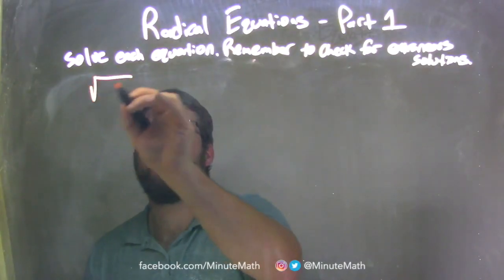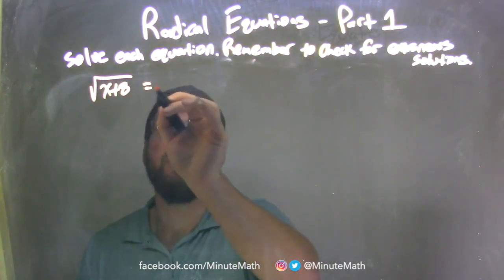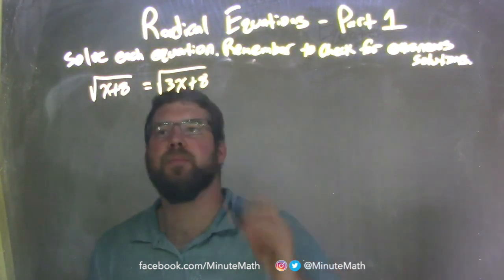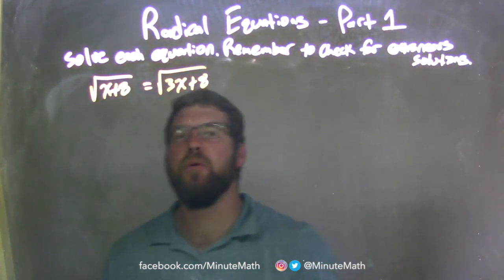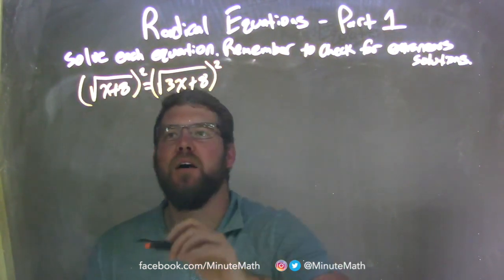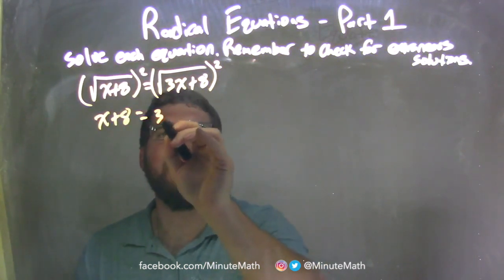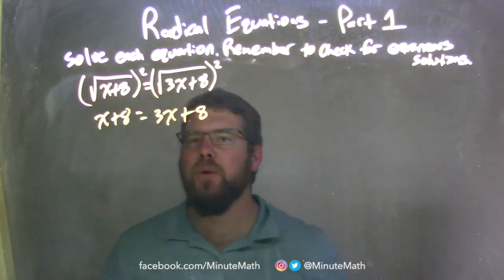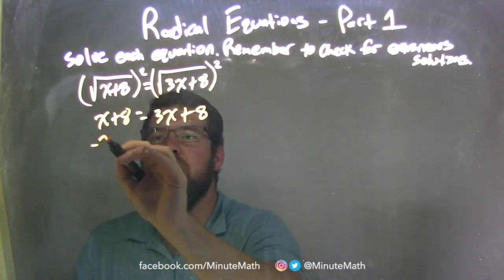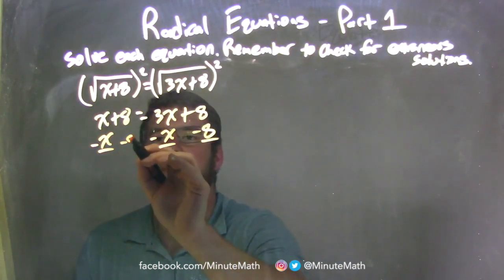Square root of x plus 8 equals the square root of 3x plus 8. Okay? I need to square both sides. So I'm going to square both sides, and what that does is get rid of my square roots. So I'm left with x plus 8 equals 3x plus 8. Now I'm going to solve for x. So I'm going to put my x's together and my numbers together. So I'm going to subtract an x from both sides, and I'm subtracting 8 from both sides.